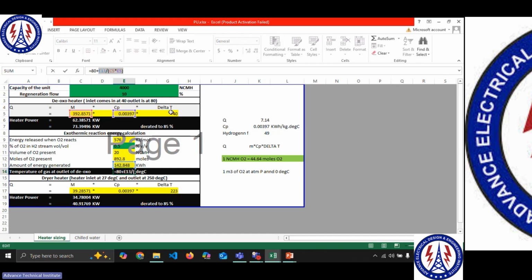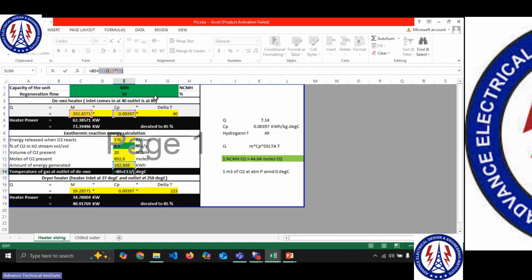Now I got the delta T. This is the only unknown here. But that is delta T only. I should have the starting temperature, which is 80 degrees Celsius. Understood the concept? Yeah, that's okay. How much did it come out as a result?